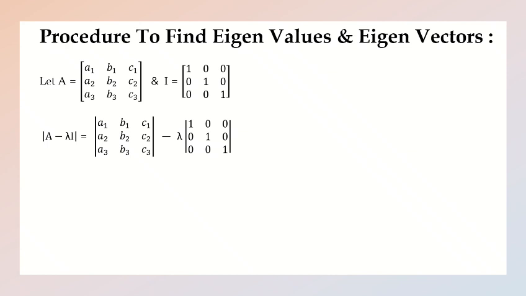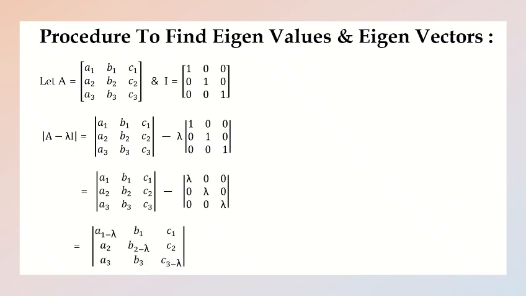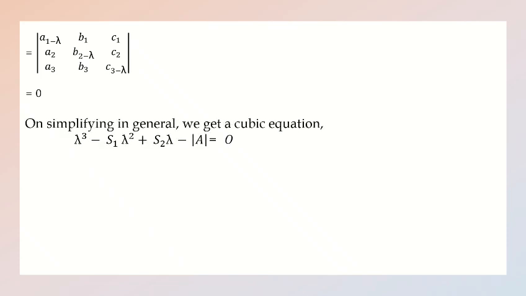Here determinant A minus lambda I is equal to the matrix A minus lambda into identity matrix. Multiply lambda to the identity matrix. As we have multiplied the lambda to identity matrix, subtract lambda from principal diagonal elements of matrix A. We get a matrix as shown here, which is equal to 0. On simplifying in general, we get a cubic equation, that is lambda cube minus S1 lambda square plus S2 lambda minus determinant of A equal to 0.